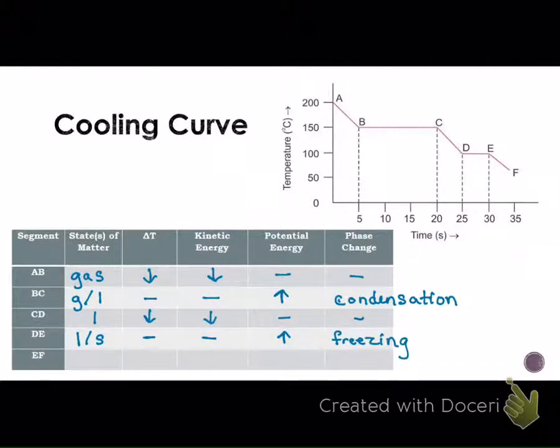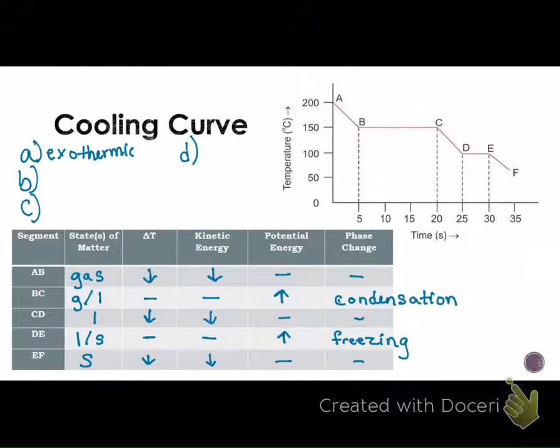Our last segment, EF, we are now all the way in the solid state. Delta T continues to decrease, so motion energy continues to decrease. Nothing to worry about with potential. No phase change has taken place. We have 4 questions to answer, just like the previous graph. So is this endo or exothermic? Well, the system decreased temperature, so that means it lost heat to the surroundings. So heat exited, so this is exothermic.